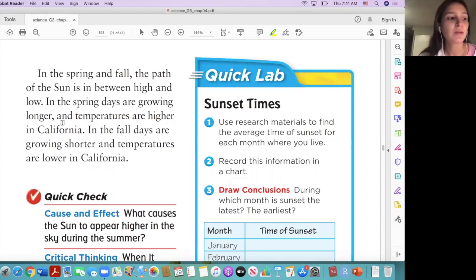Okay, so read this, please. In the spring and fall, the path of the sun is between high and low. In the spring, days are growing longer, the temperatures are higher in California. In the fall, days are growing shorter, the temperatures are lower in California.